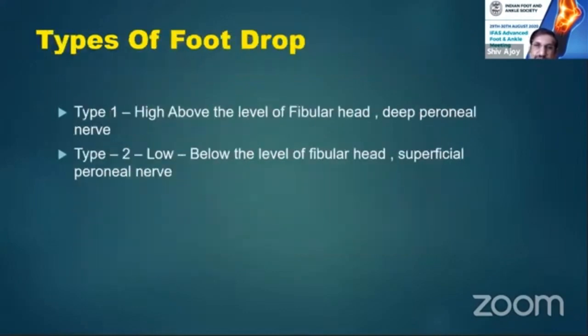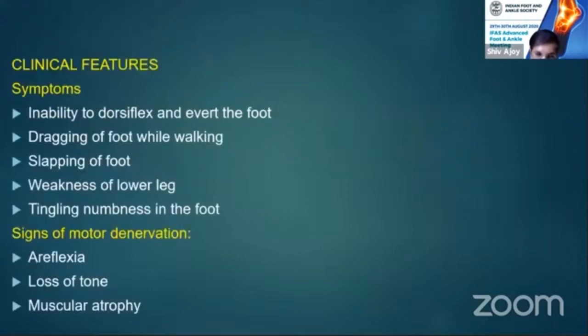So what are the types of foot drop? There are two types, that is high and low. High is if the level is above the fibular head, that is the involvement of the deep peroneal nerve, and low is below the head, that is the superficial peroneal nerve. So what are the clinical symptoms? The patient is unable to dorsiflex and invert.